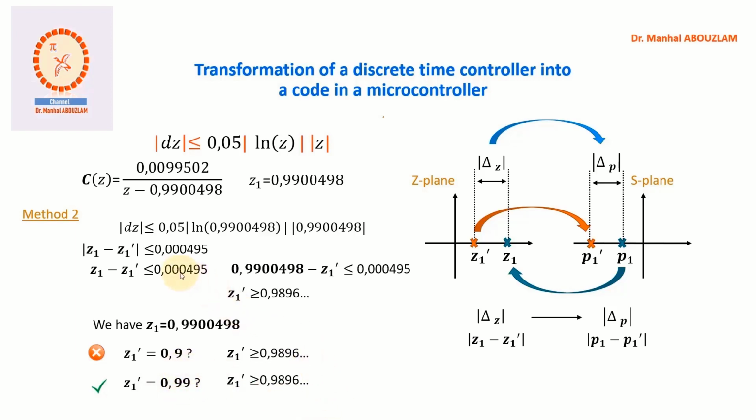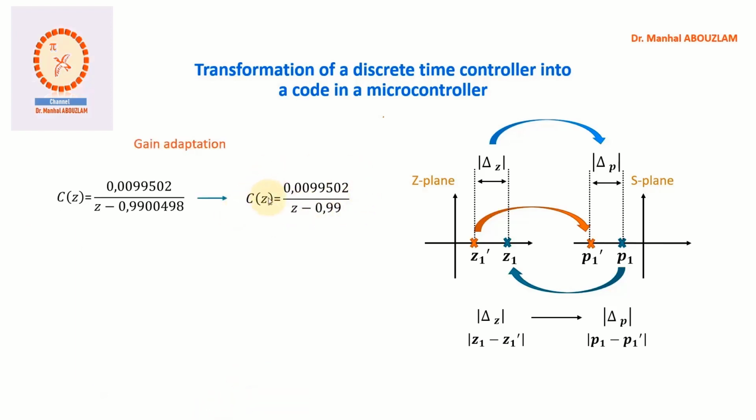This is the second method. We start to keep 1 digit after decimal point, then we check this inequality. If it's okay, we keep just 1 digit after decimal point. If not, we try to keep 2 digits after decimal point, then we check the same inequality. If it's okay, we keep 2 digits after decimal point. If not, we try to keep 3 digits after decimal point, and so on. Okay, so we continue until this inequality is verified.